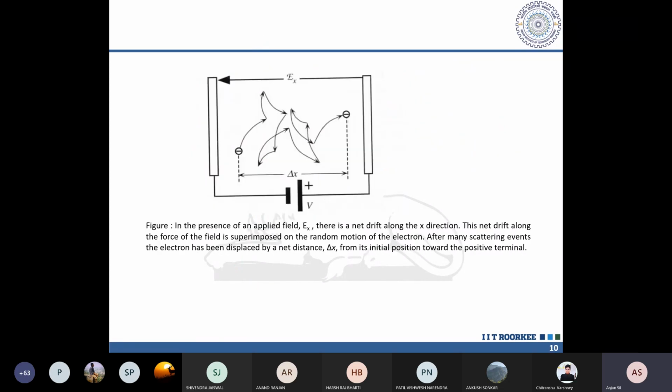Now when you apply an electric field, the situation is like this. If you connect the two ends with a battery, the positive is connected here and the negative is connected here.